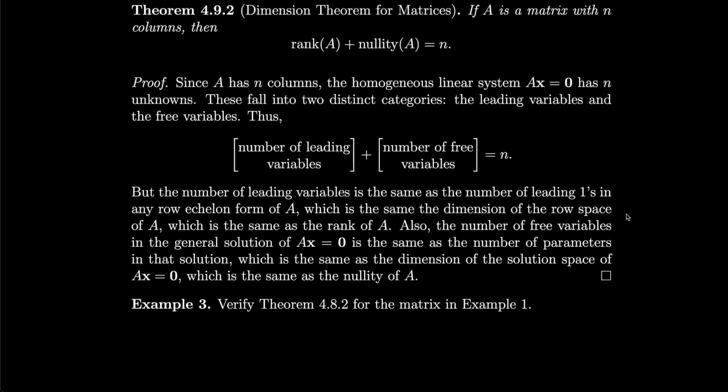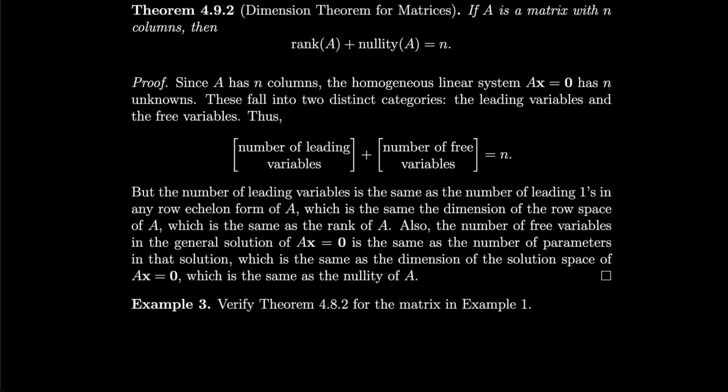Next up, we have the dimension theorem for matrices. If A is a matrix with n columns, then the rank of A plus the nullity of A must be equal to n. Let's prove this. Since A has n columns, the homogeneous linear system AX equals 0 has n unknowns. So these fall into two distinct categories, the leading variables and the free variables. So the number of leading variables plus the number of free variables must be equal to n, the n unknowns.